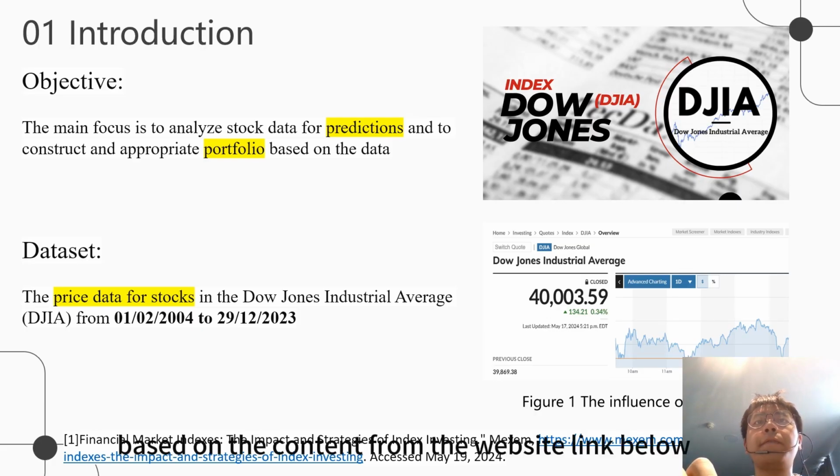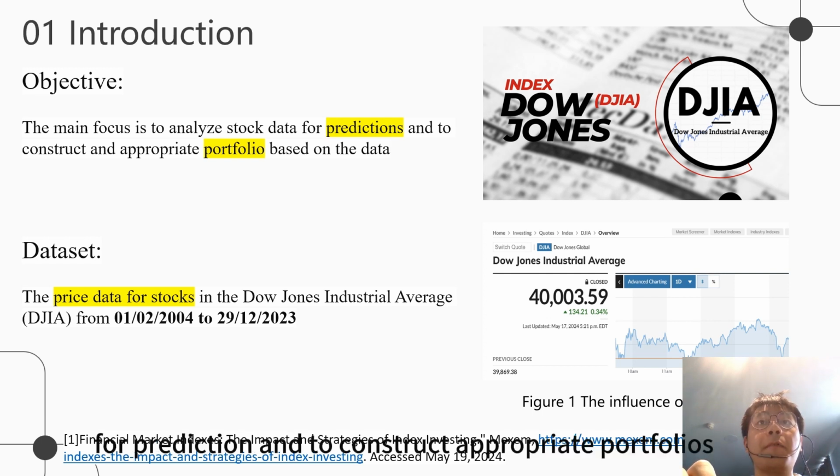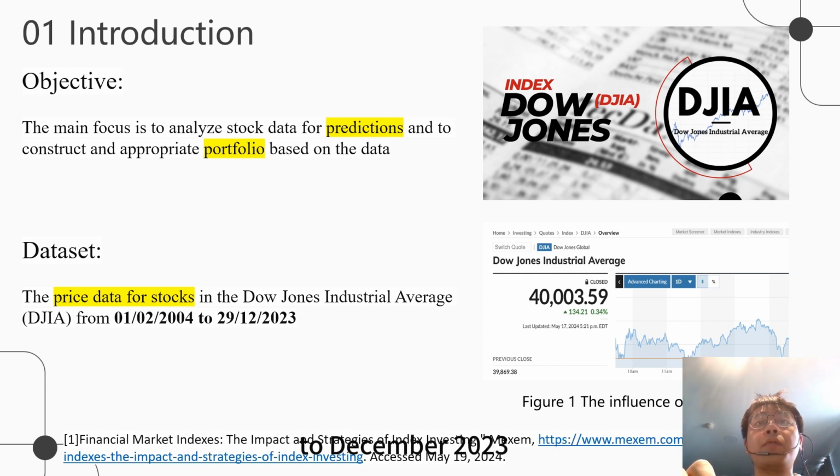First of all is the introduction. Based on the content from the website link below and as shown in Figure 1, we can see that the Dow Jones Industrial Average has significant implication for investing in US stocks. Therefore, it is important for us to use the price data in the Dow Jones Industrial Average data for prediction and to construct an appropriate portfolio. I'm going to use the data from February 2004 to December 2023.